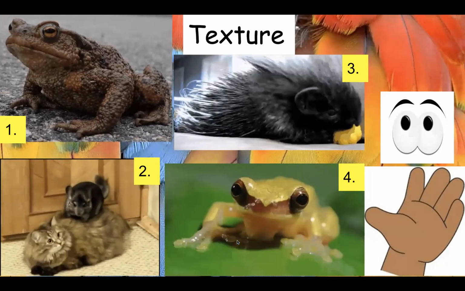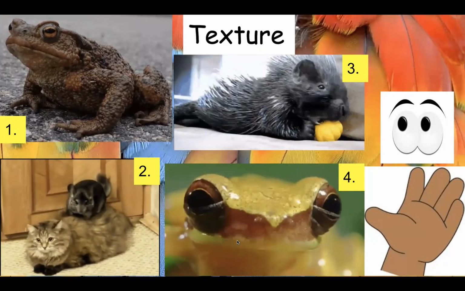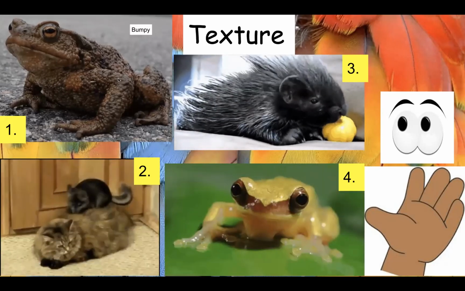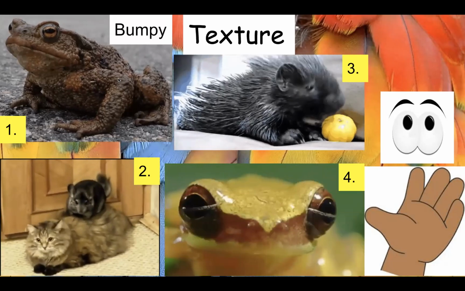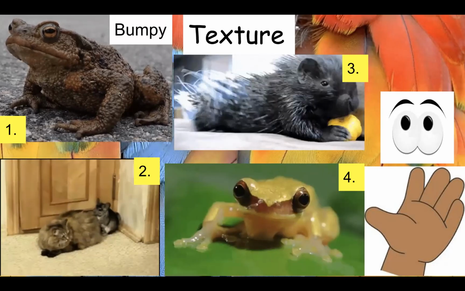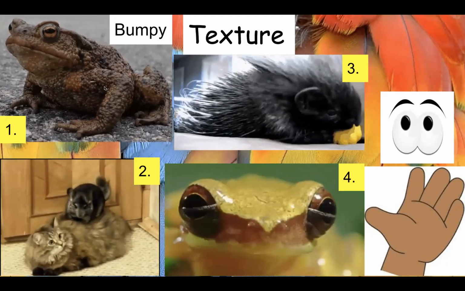And hopefully you guys said that the bumpy animal is animal number 1. And animal number 1 is a toad. And I know it's probably going to be bumpy if I touch it because look at those little round spots or raised bumps on its body.